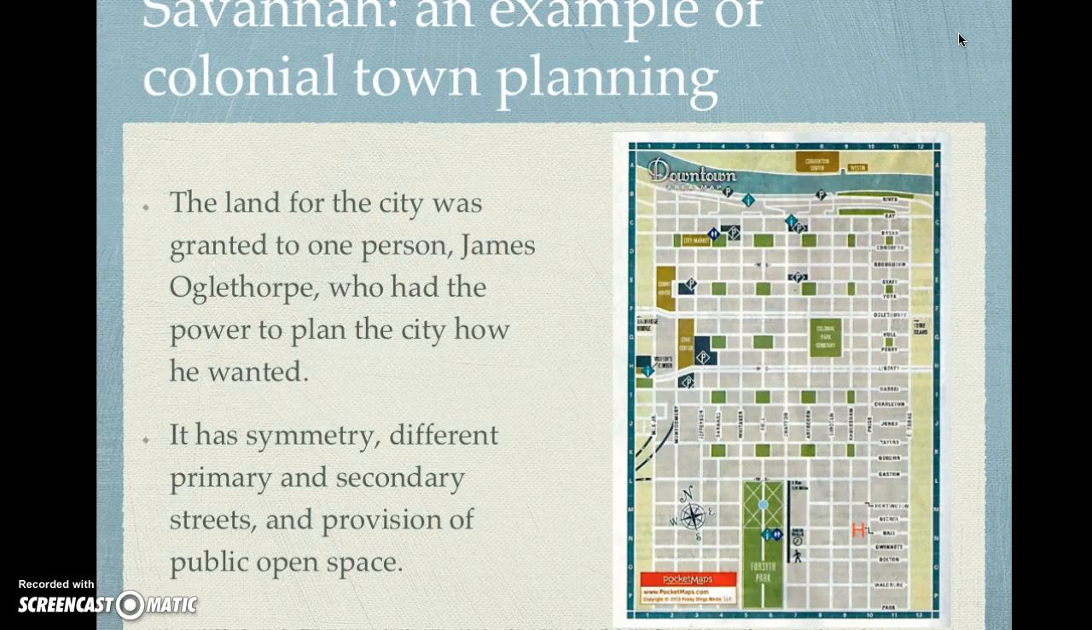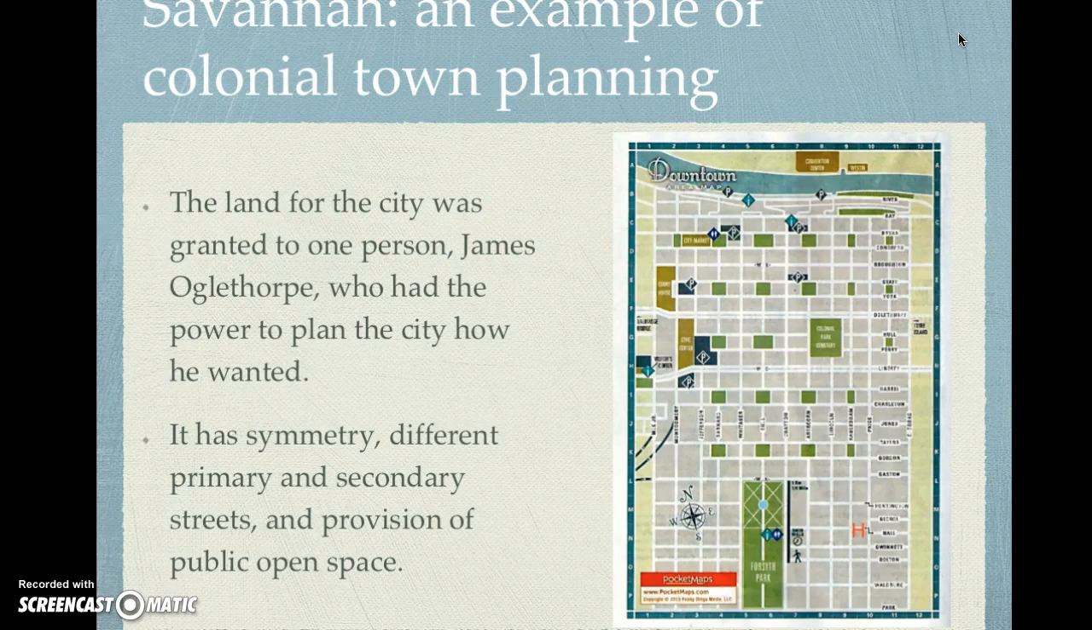Based on these royal decrees, the land for the city was granted to one person. His name was James Oglethorpe. He had the power to plan the city however he wanted. So this picture I have for you, this map, is actually a tourist map that you would get if you went to Savannah today, but it is the exact same thing. This was Oglethorpe's drawing. This was his plan for Savannah.